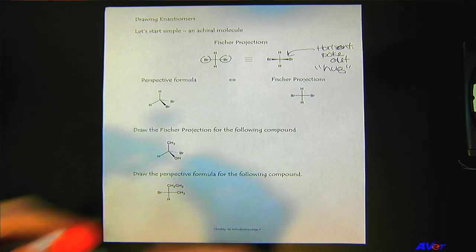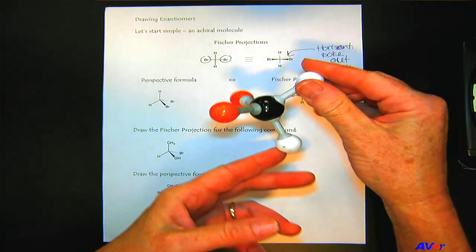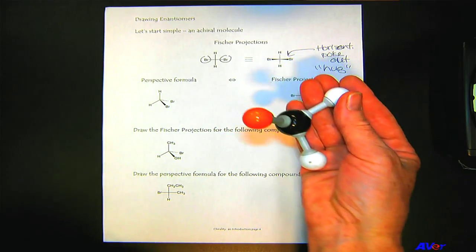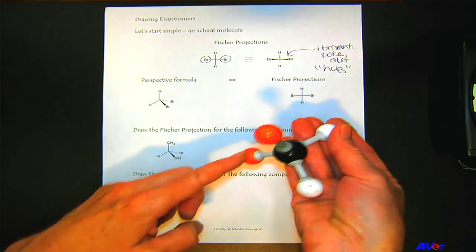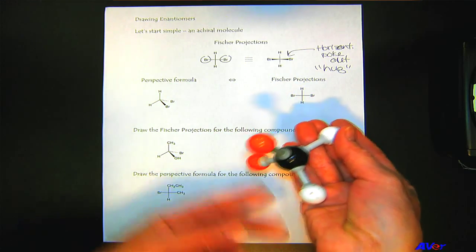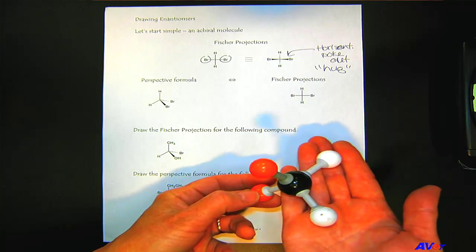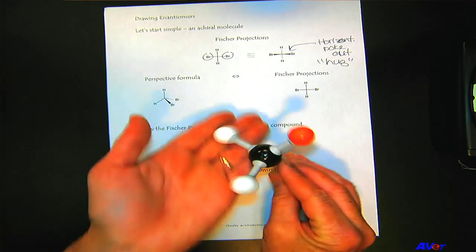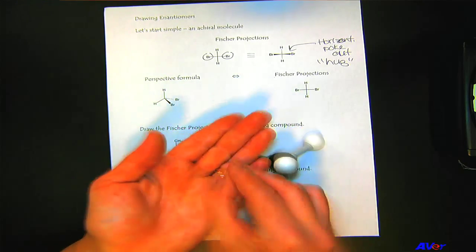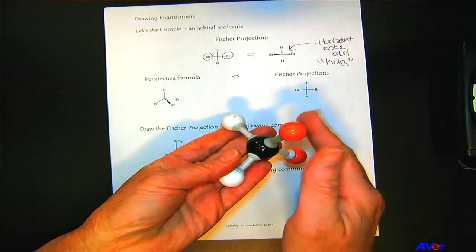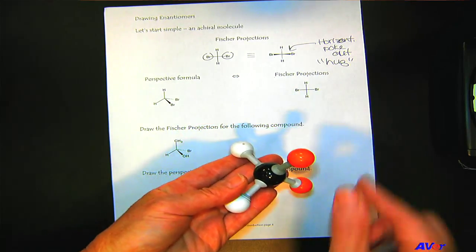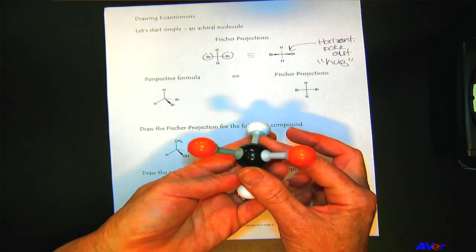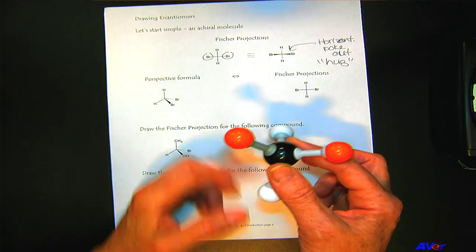So now these are in the plane of the paper, and we see that the bromine's poking out and going back. So this would be our perspective formula. I'll flip it this way to match the paper. See how these are in the plane of my hand, the hydrogens and the bromines poking out and going back. And then the Fischer projection rotated it like this. So the horizontals are the hugs and the verticals are going back.